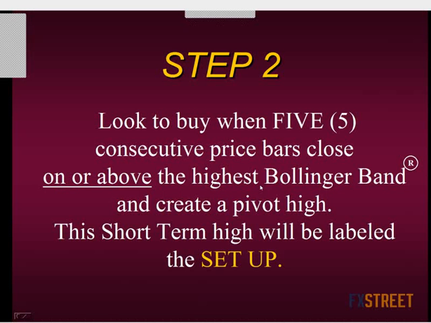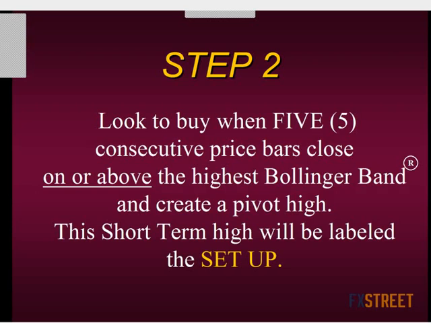All right, step number 2. We're going to look to buy when 5 consecutive price bars, so it must be 5 in a row, close on or above the highest Bollinger Band. So if you looked at that Bollinger Band setting we had earlier, we want to see 5 bars close on or above that top Bollinger Band and create a pivot high, some type of short-term top. This short-term high will be labeled the setup.